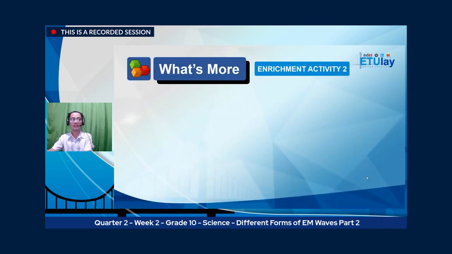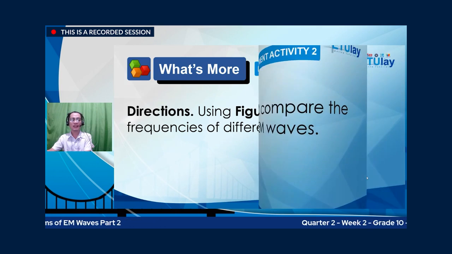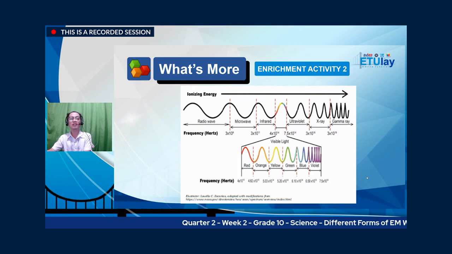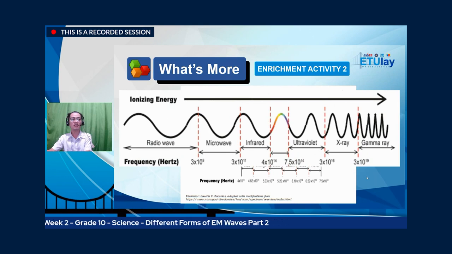Let's move to the next enrichment activity. Enrichment activity number 2. Using figure number 2, compare the frequencies of different electromagnetic waves. Narito naman ang illustration na nagpapakita ng frequency ranges in terms of hertz mula radio wave hanggang gamma rays. So let's focus on the frequency ranges of all electromagnetic waves.